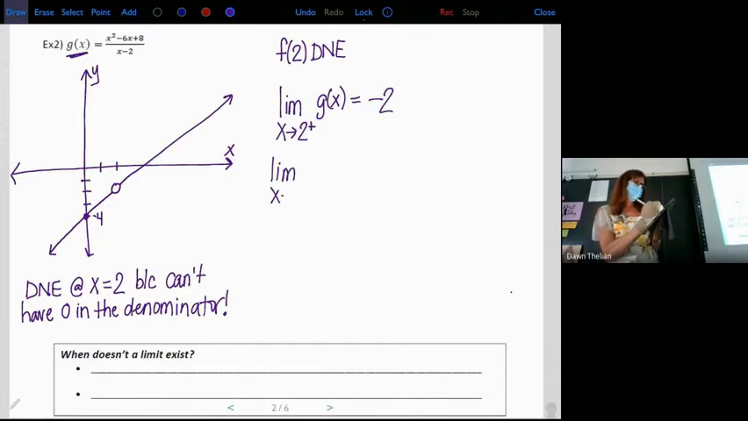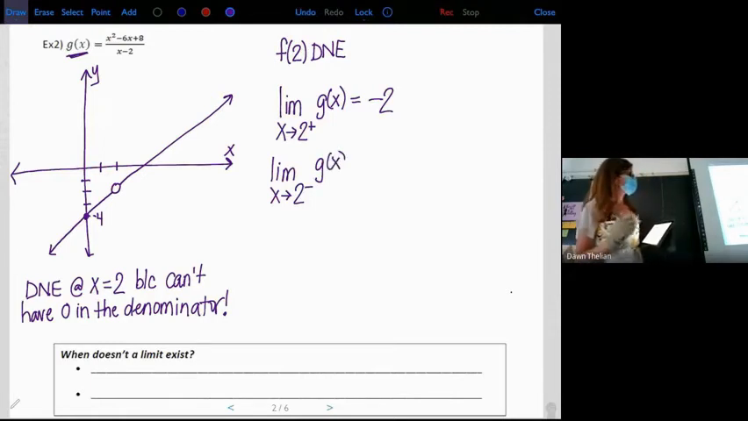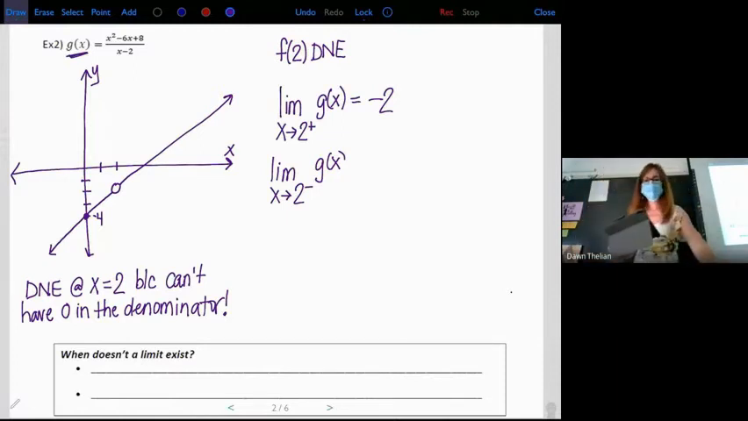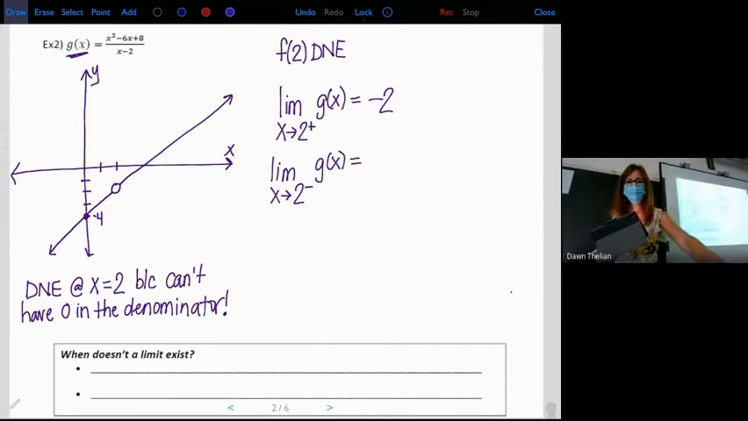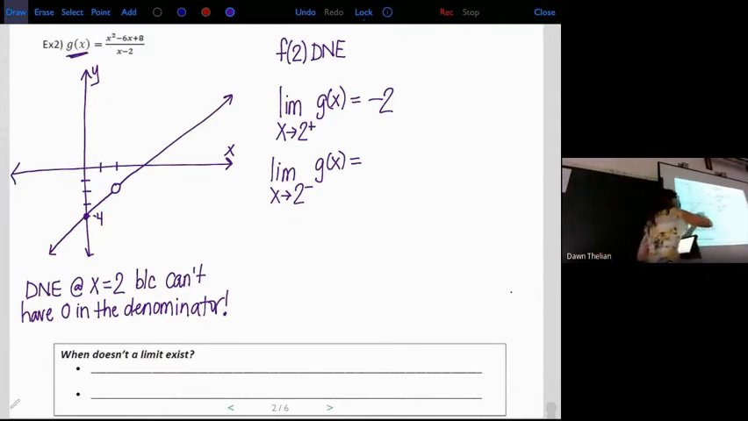The limit as x approaches 2 from the left of g of x, well, that's coming in from this side. I wonder if I tilt this a little bit, if you guys could see me pointing at home. Maybe a little bit. Coming in from the left, the road from the left, it's also approaching -2. Looks like that's where I'm supposed to wind up.